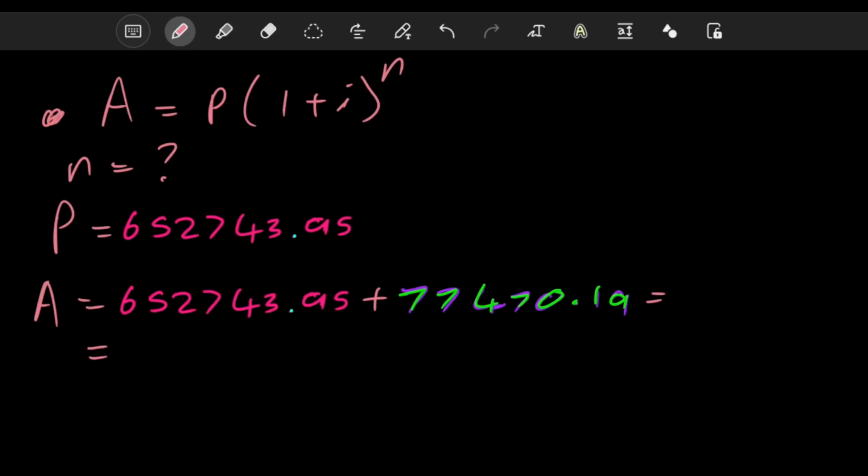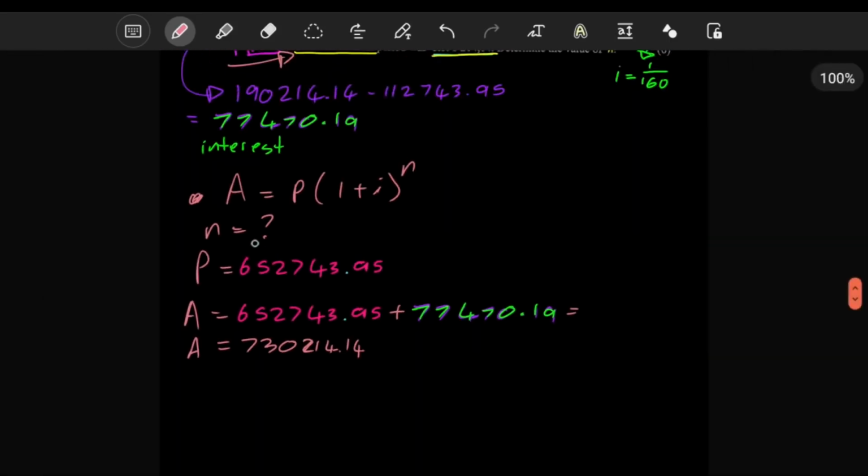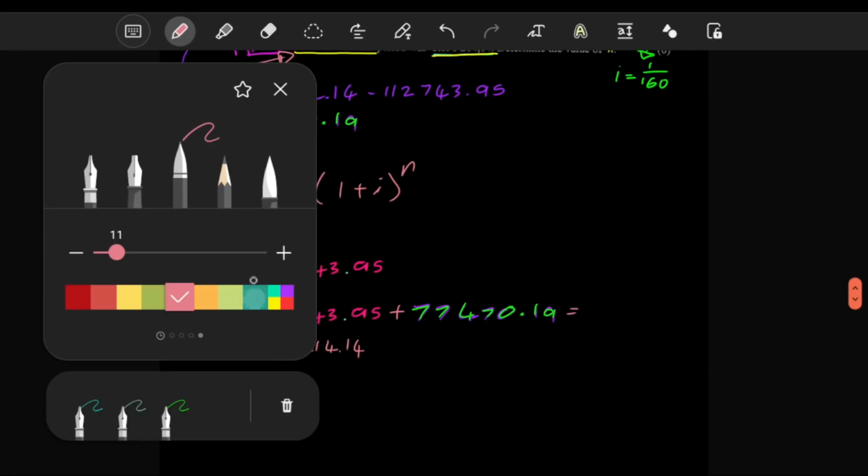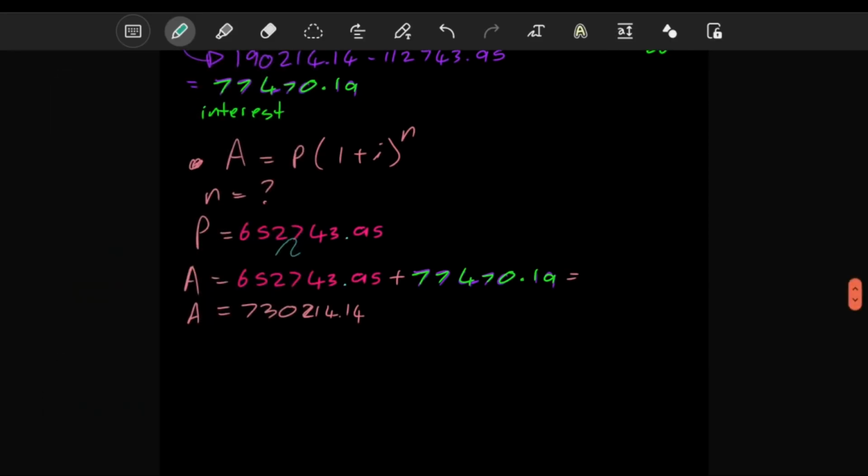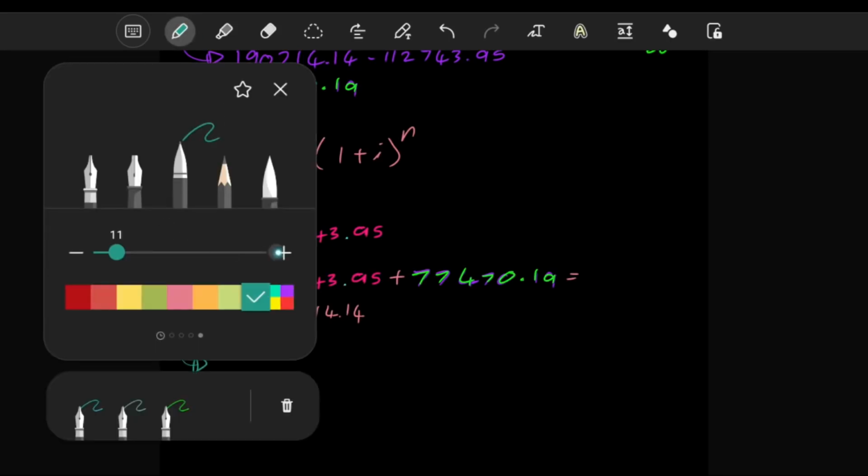So yeah, this here is going to be 730,214.14. This is how much she had after the entire investment period. So we want to see how many months did it take her to eventually accumulate to that. So in our formula here, we know we can isolate N first. Feel free to do that.